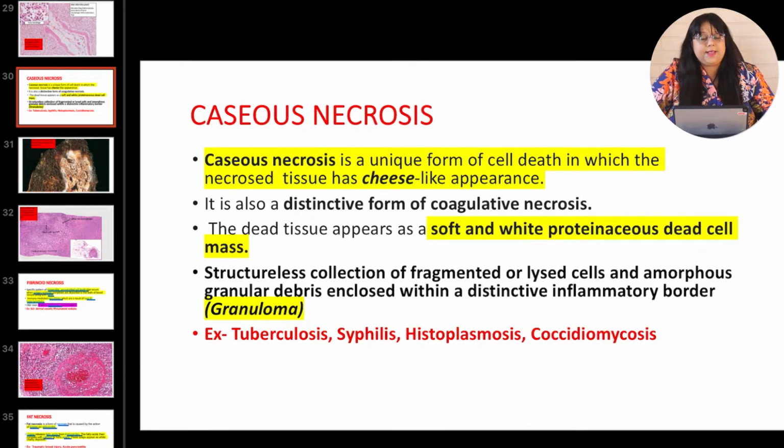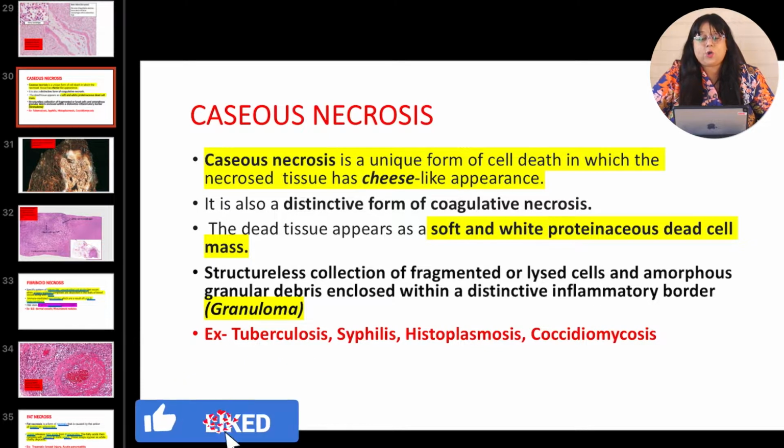Coming to caseous necrosis. Well, caseous necrosis is a unique form of cell death in which the necrosed tissue has cheese-like appearance. This is a type of coagulative necrosis only, but the necrosed tissue has a cheese-like appearance, and that is how this name has come, caseous necrosis. Caseous means cheese-like. So in caseous necrosis, there is cheese-like appearance of the necrotic tissue.